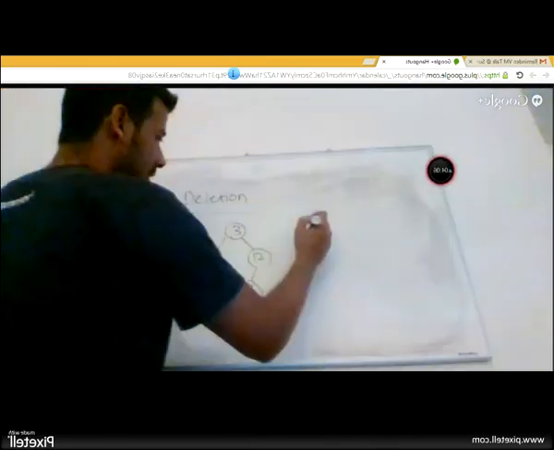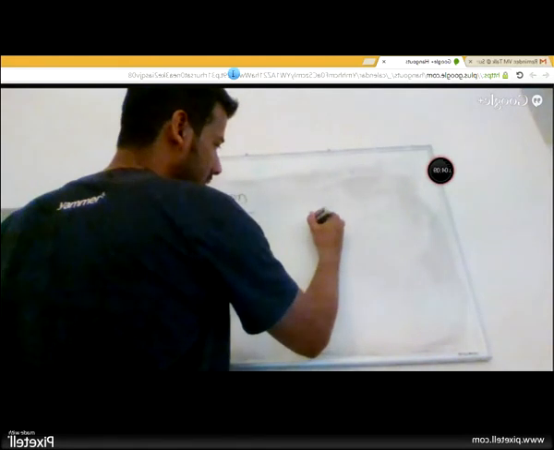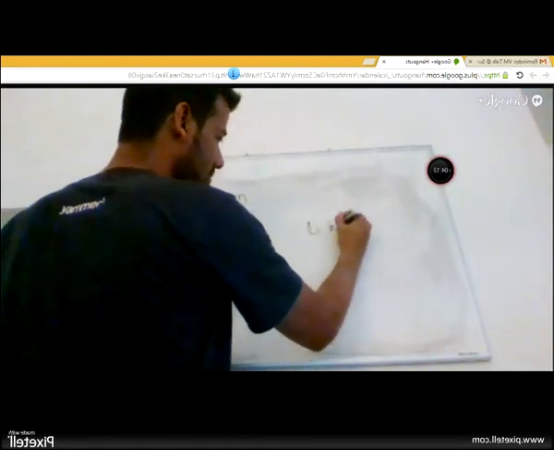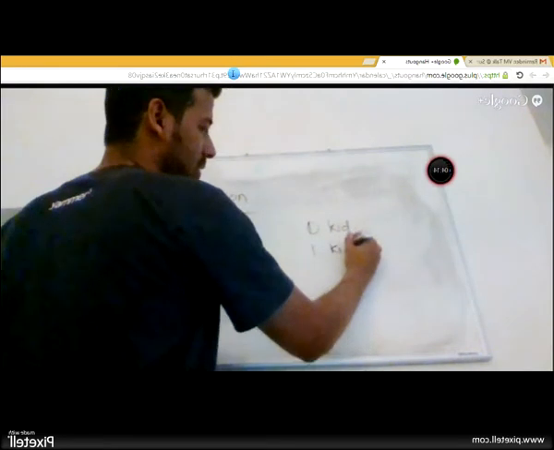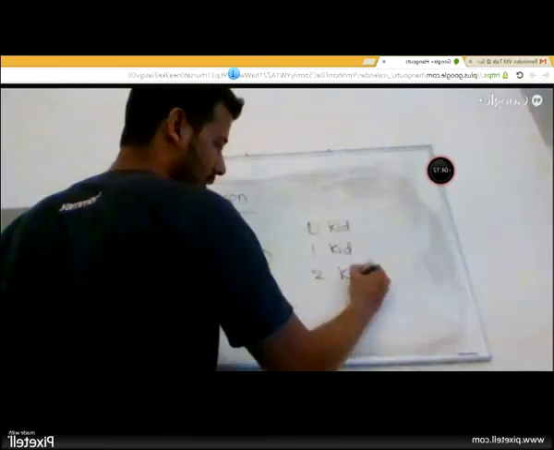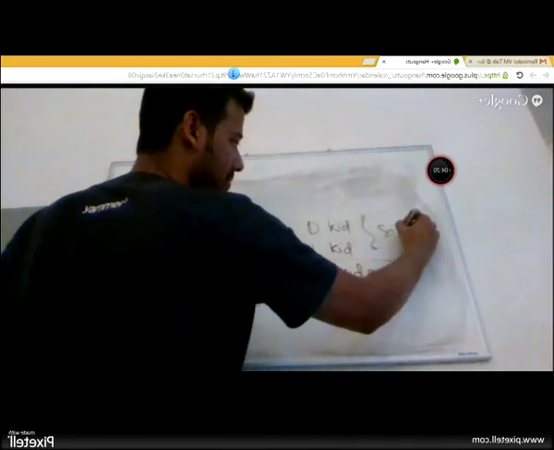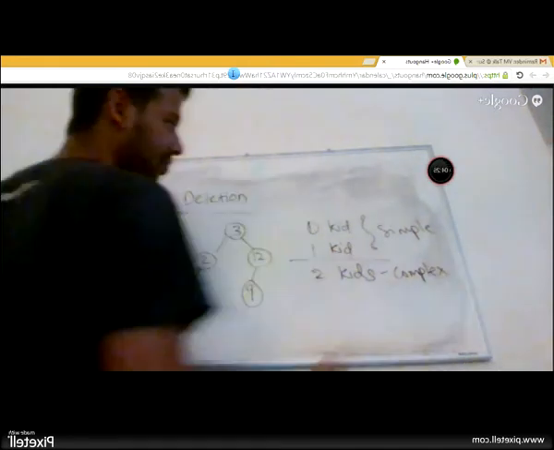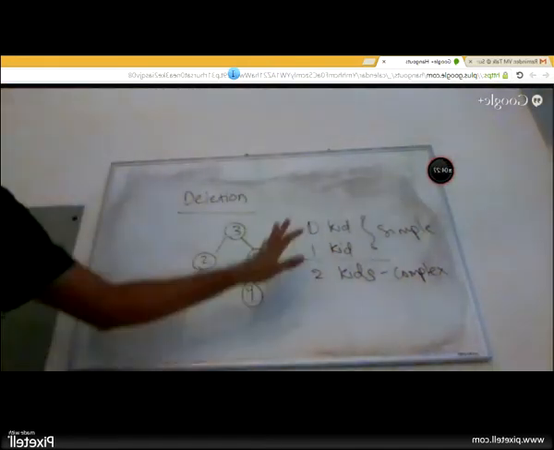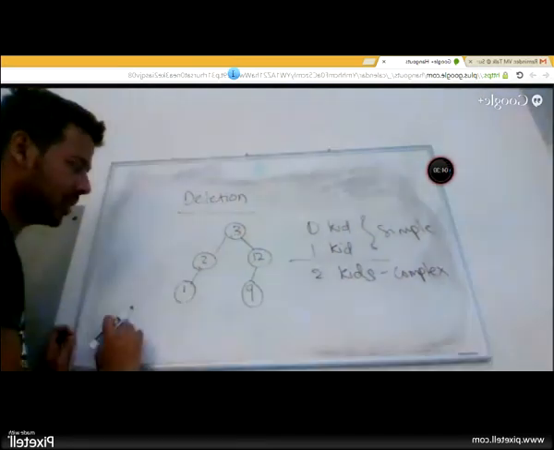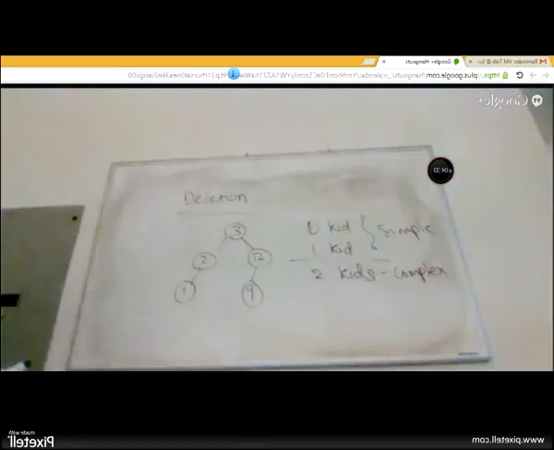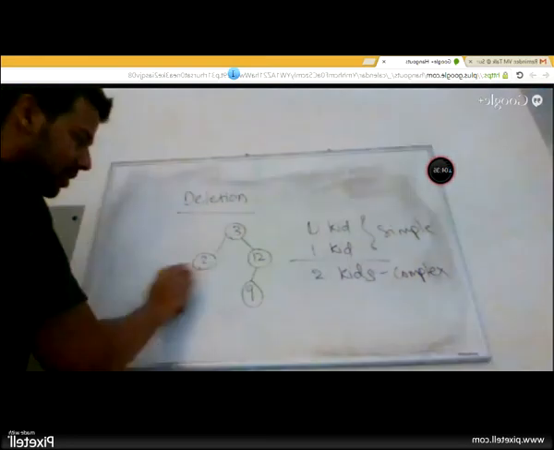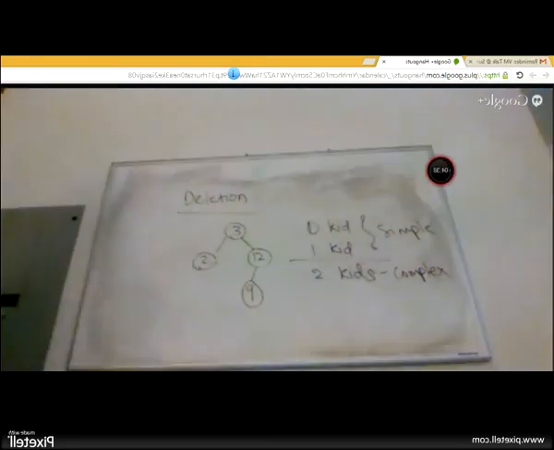So the way to think about it is that there are 3 cases. Node has 0 kids, it has 1 kid, and it has 2 kids. These 2 are the very simple ones. This is complex. Node has 0 kids. Let's take 1. It's a leaf node, it has no kids. To delete 1, there's nothing I have to do. I just go and disconnect this from the parent. Right? I don't have to worry about anything else.